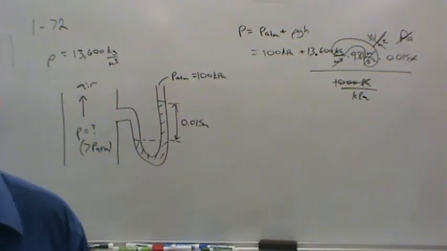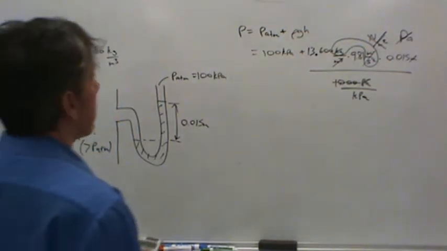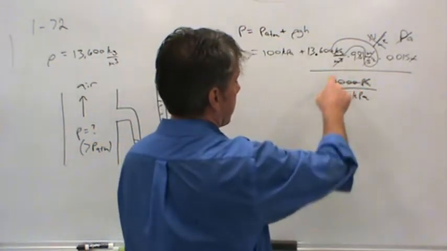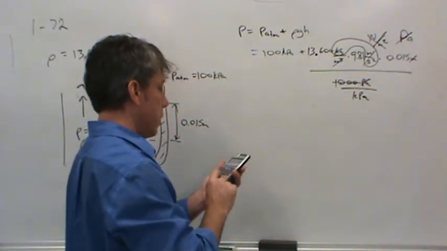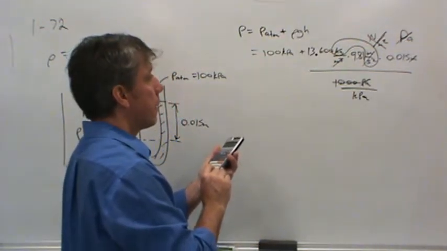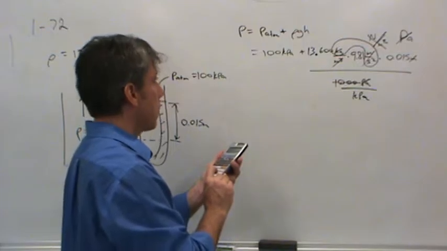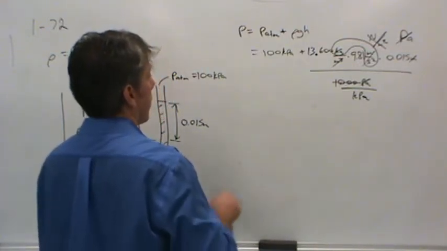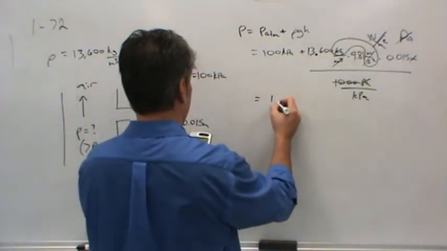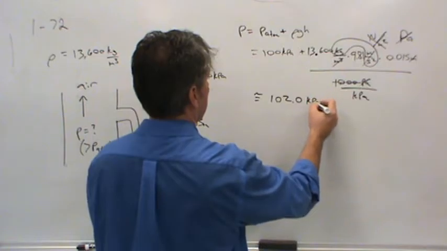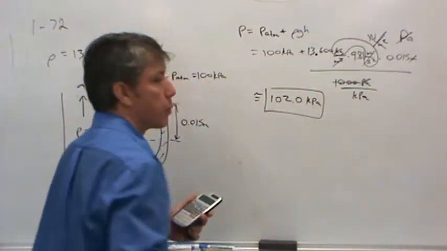So let's find out the result. We'll plug it in our calculators and see what we get. 13.6, so I have to type in that 1,000, times 9.81 times 0.015. Plus 100. Looks like the absolute pressure is 102 or so kilopascals. So there's the absolute pressure in the duct.